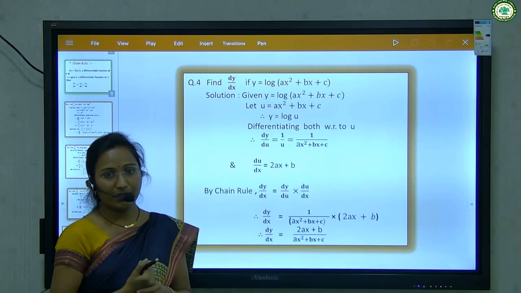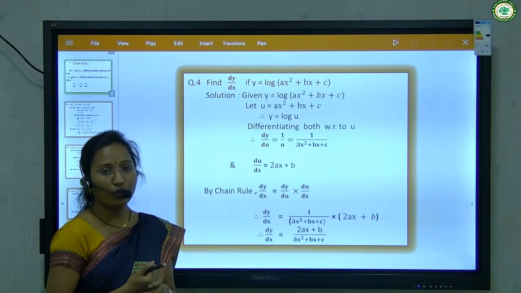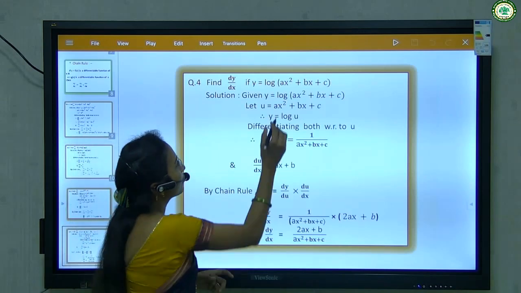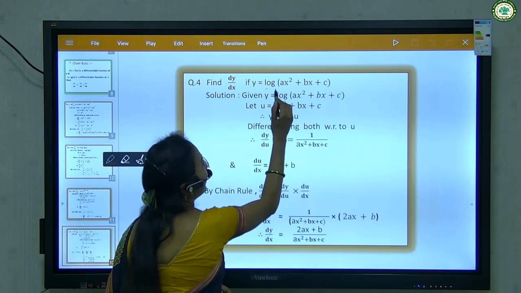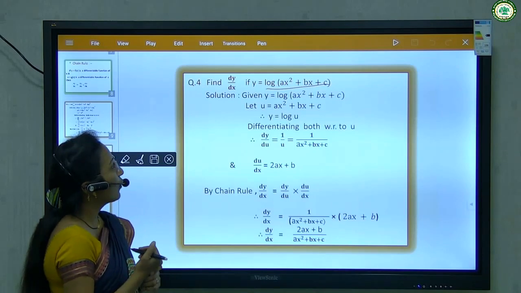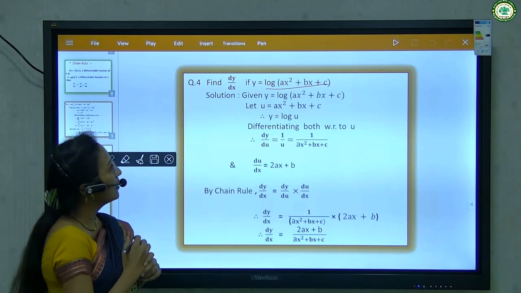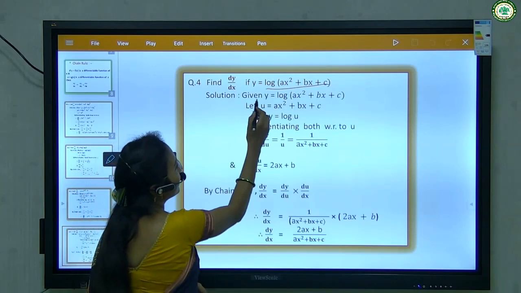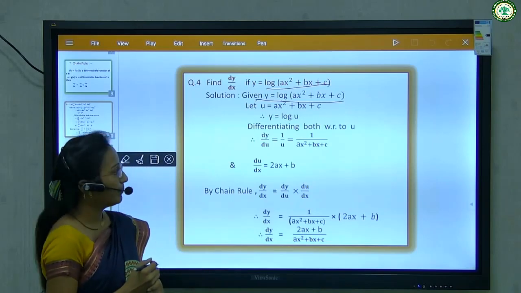Next problem is find dy upon dx if y is equal to log of ax square plus bx plus c. Now here we see that y is equal to log of ax square plus bx plus c, which is also a composite function. Therefore, for finding the rate of change of the dependent variable with respect to the independent variable, first step, given function as it is. Therefore, given y is equal to f of x as it is, that is log of ax square plus bx plus c.